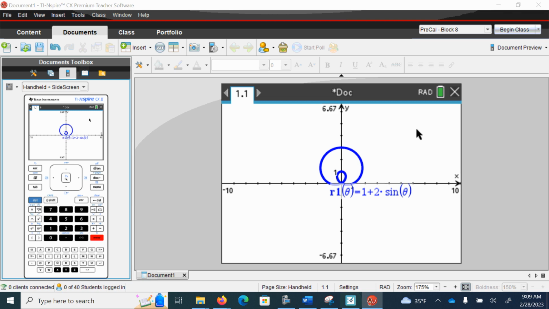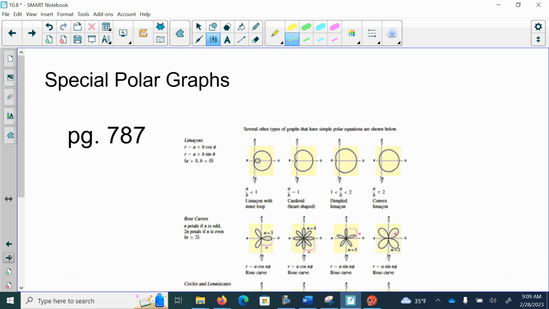All right, moving on to the next one. So here's all the different curves that you did. So what we just did is a limaçon.